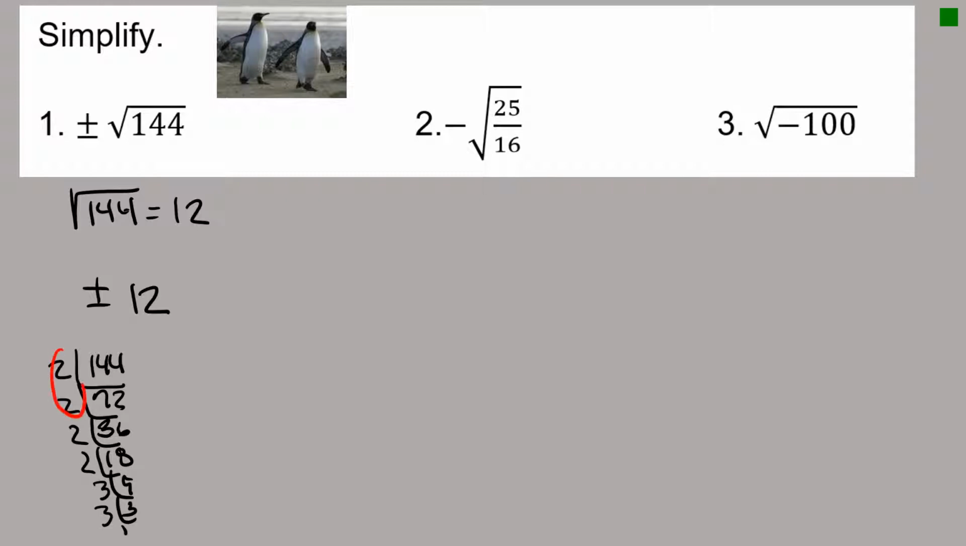And we're going to take out a pair of 2's, brings out a 2, take out a pair of 2's, brings out a 2, take out a pair of 3's, brings out a 3. 2 times 2 is 4, 4 times 3 is 12. The plus or minus has to be in front. On this one, there's a negative, so I'm going to leave a negative.